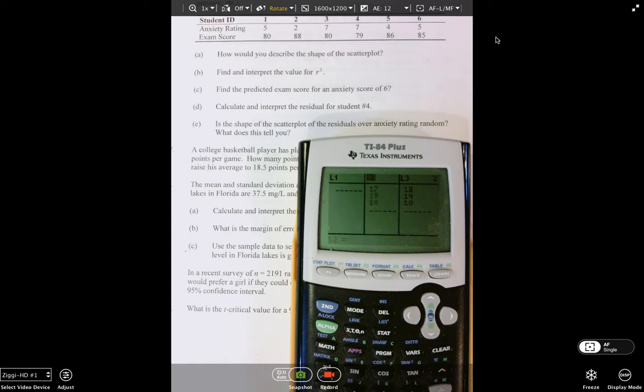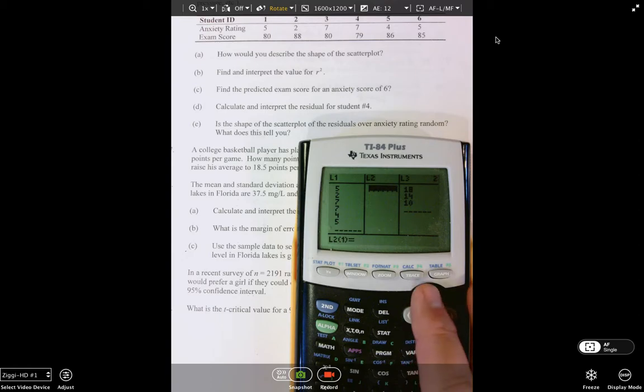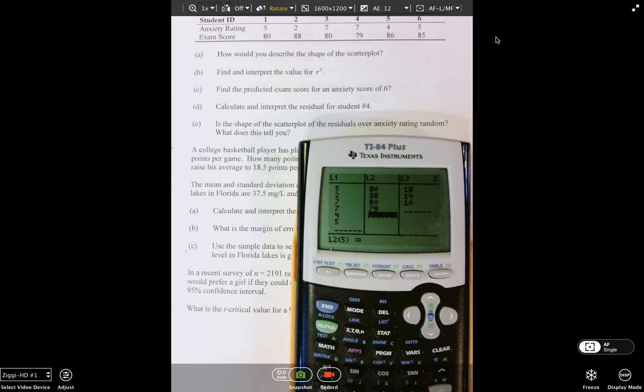enter. All right. So I want to type my X's in L1, which would be 52, 77, 4, 5. Now, I like data sets like this because they're small, they're manageable, easy to type. So 80, 88, 80, 79, and 86, 85.